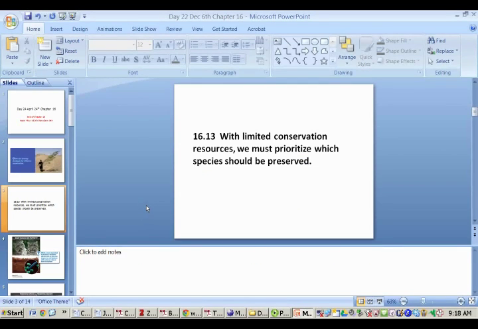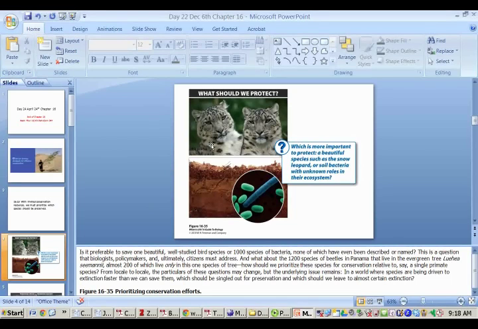So we always have limited resources, mostly things like money, time, and legal resources. So we have to prioritize which species are going to be preserved. Do we protect something that's big and beautiful like these snow leopards, or do we protect something that maybe can't even be seen, like soil bacteria that may have unknown roles in their ecosystem?